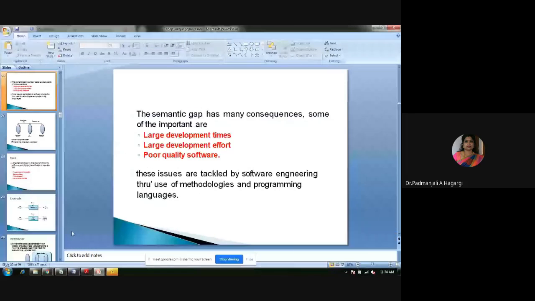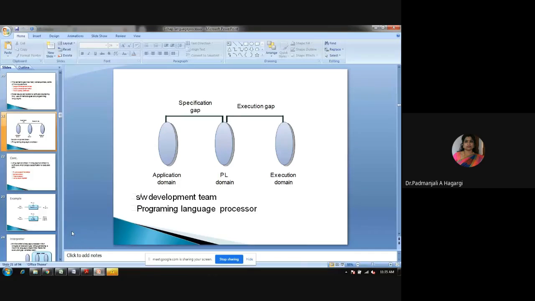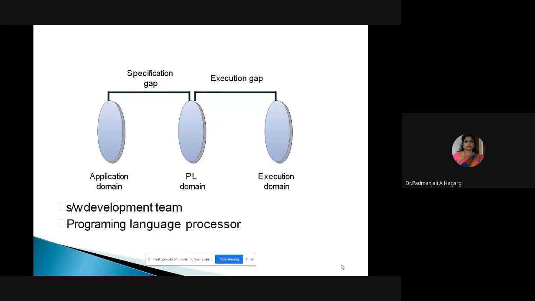I have told you that the semantic gap has many consequences: large development times, large development effort, and poor quality. Due to that, we need to develop big software. This slide shows the gap between the specification gap and the execution gap. We require applications to fulfill whatever the user needs, and the programming languages we use should support that, so the program is ready for execution.